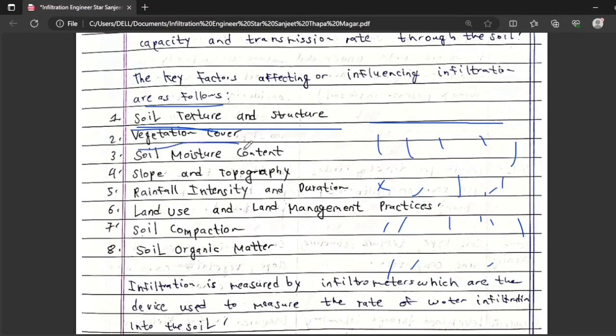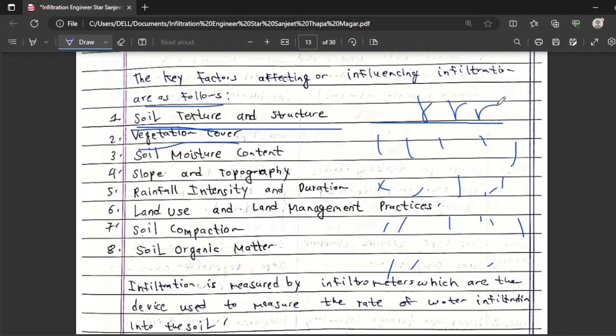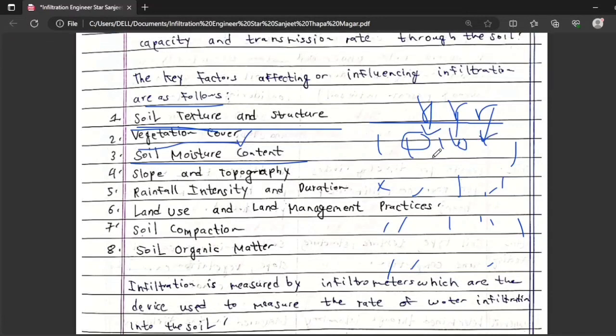And vegetation cover, if it has vegetation cover, then infiltration will be more. Soil moisture content, if the soil is dry, then the water infiltrates quickly. And if the soil is saturated or wet, or rainfall has occurred earlier, then it already has water in it, so infiltration decreases. Next is slope and topography. For steep slope, runoff will be more, so infiltration is less. And for gentle slope, water will quickly infiltrate into the soil, and runoff will be less compared to this.